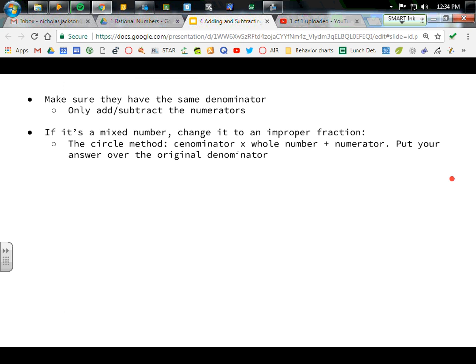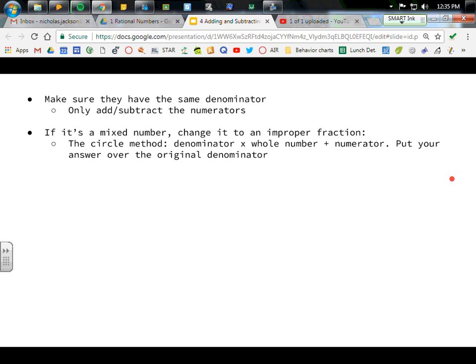All right, in order to add or subtract rational numbers, and we're mostly just looking at fractions, although rational numbers are also decimals, we need to make sure that they have the same denominator, which we practiced. We need to find the lowest common denominator, and we do that by finding multiples of both of your denominators and then multiplying your entire fraction by those multiples. And once both of your fractions have lowest common denominators, you will only add or subtract the numerators.